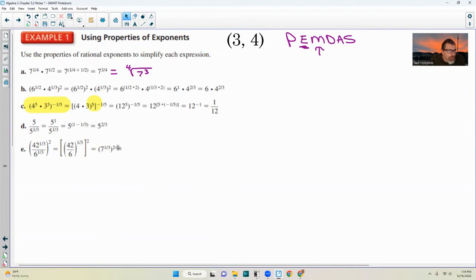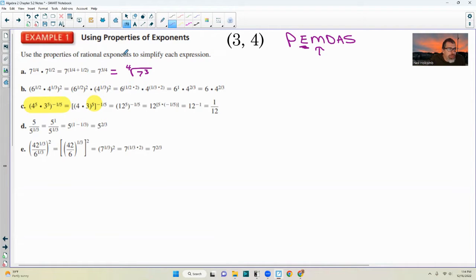Now I can do my power rule, which is up here. So sometimes there's multiple things we have to do to get this simplified. So 7 to the 1/3 to the power of 2 is 7 to the 1/3 times 2. And then 7 to the 1/3 times 2 is 7 to the 2/3. And we could rewrite that as well, but we don't have to.